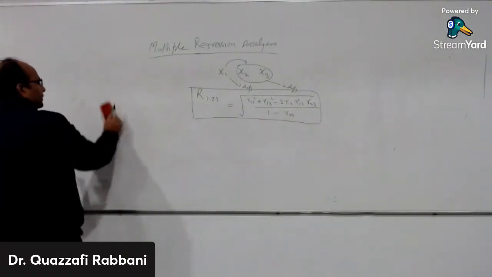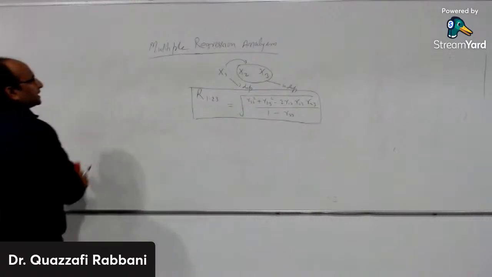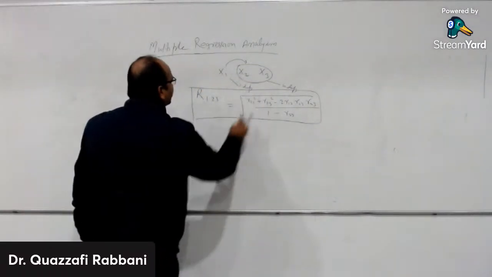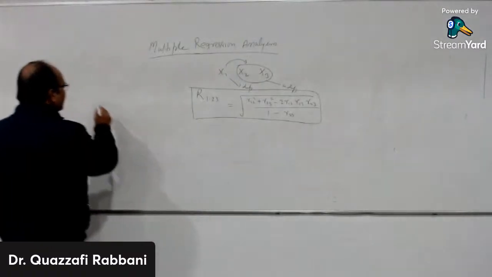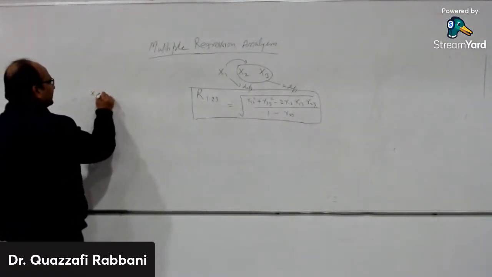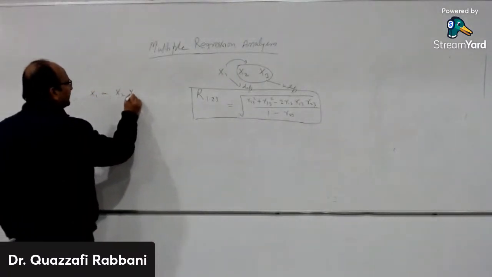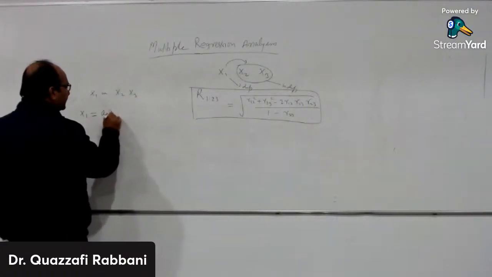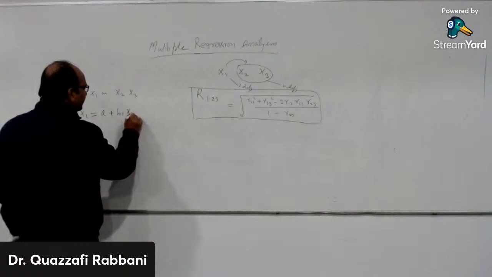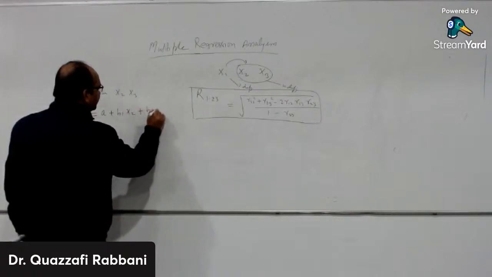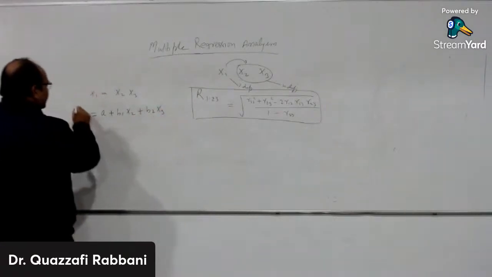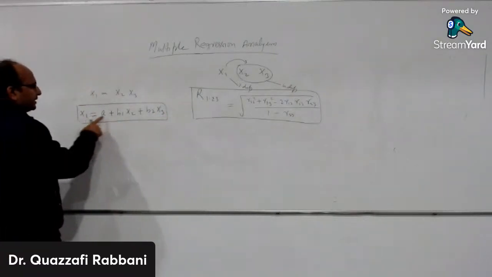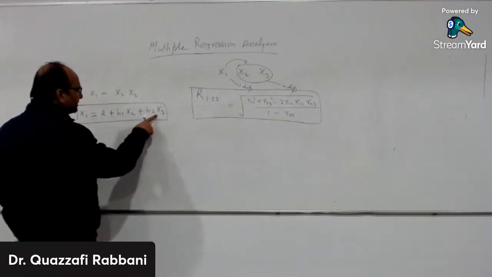And you can also write the multiple regression analysis. Suppose x1 depends on x2, x3, you can write x1 on x2, x3. So this can be written as x1 is equal to a plus b1 x2 plus b2 x3. This is the general equation, where x1 is the dependent variable and x2, x3 are independent variables.